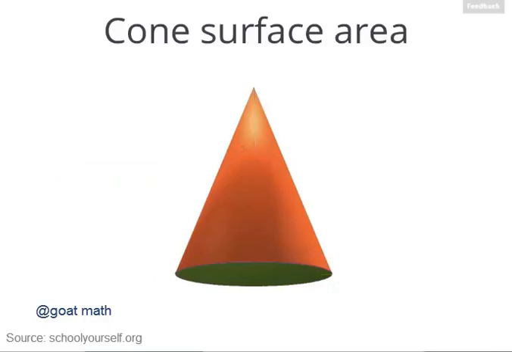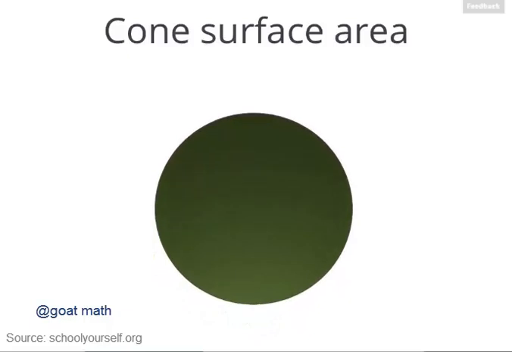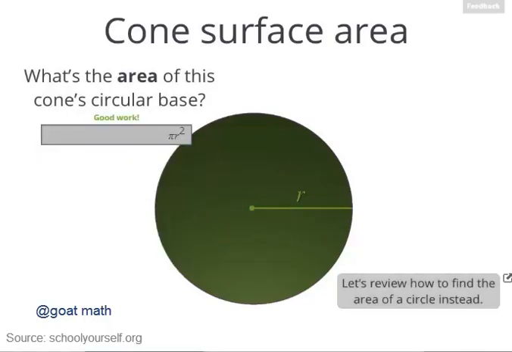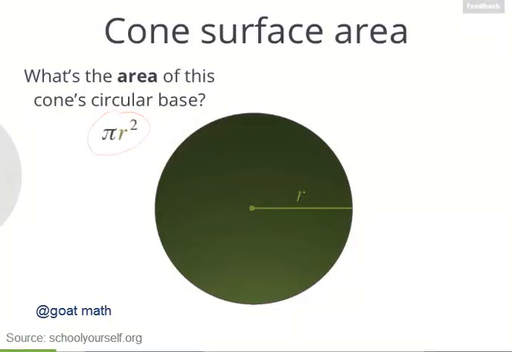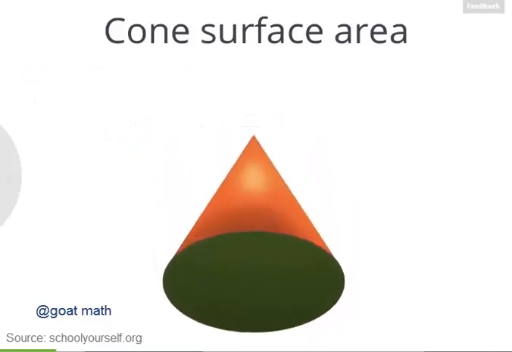So let's take a closer look at the circular base first. As we said, the base of this cone is a circle with radius r. So in terms of r, what's the area of this circle? Exactly. The base of the cone has an area of pi times r squared. Now let's return to our original view of the cone.